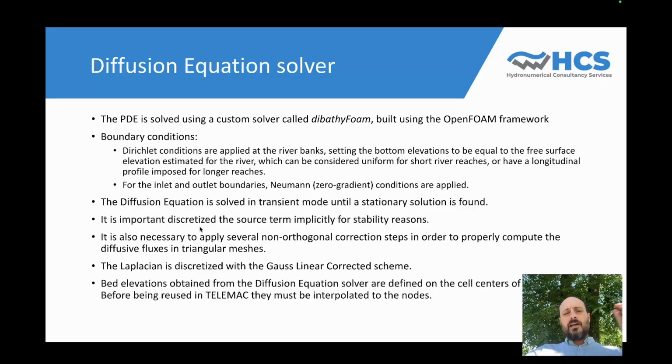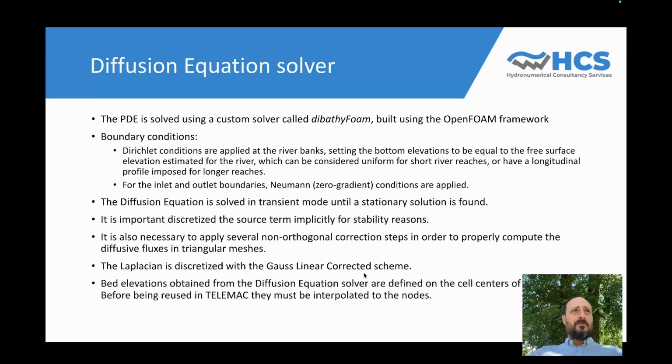And a couple of numerical details. It is very important to discretize the source term implicitly because it's a very strong term, and if not, the model becomes unstable. It's also important to apply several non-orthogonal correctors to be able to properly compute these diffusive fields in the triangular mesh we are using. For the Laplacian, we are using the Gauss linear corrected scheme, which seems to work well.